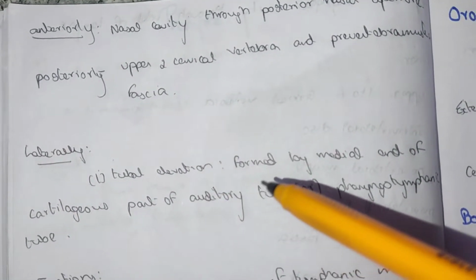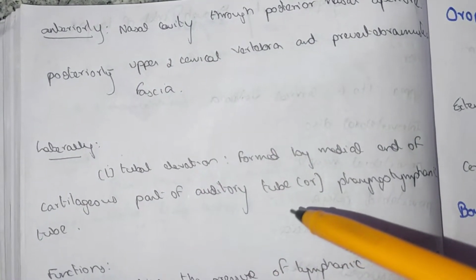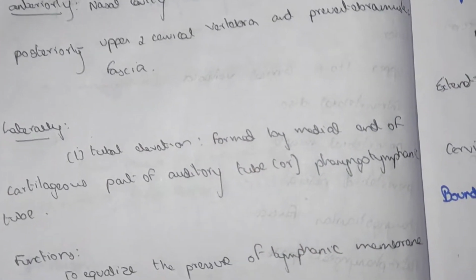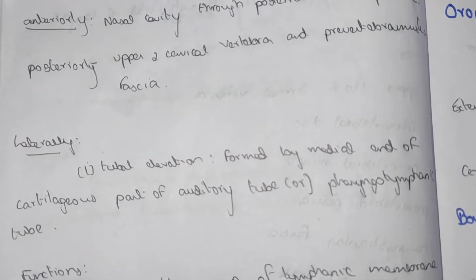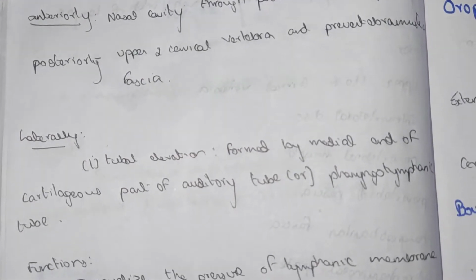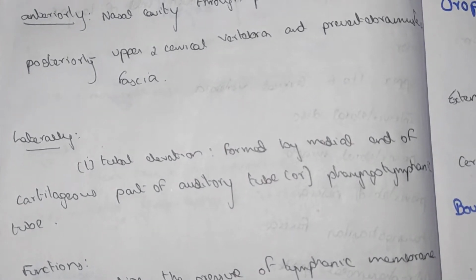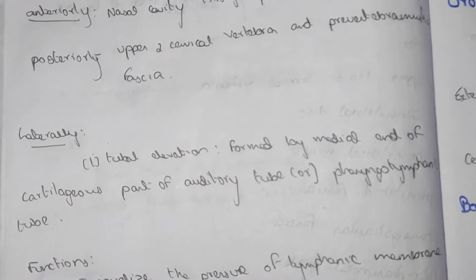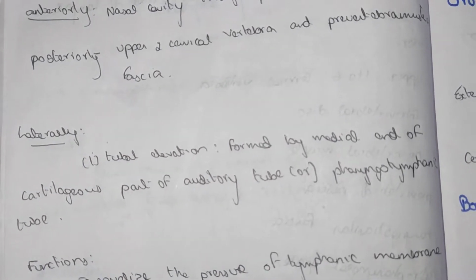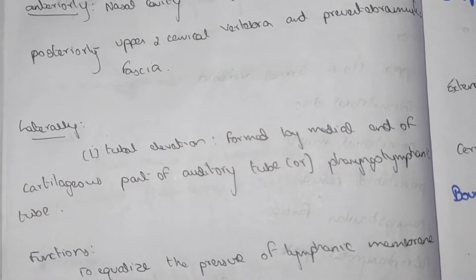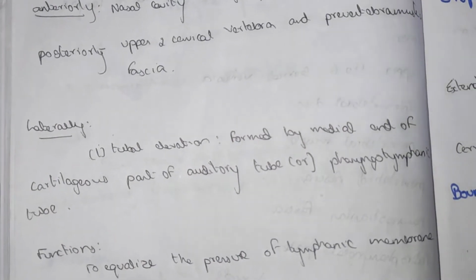Laterally, there is the tubal elevation formed by the medial end of the cartilaginous part of the auditory tube, or pharyngotympanic tube. I have already uploaded a video on the auditory tube. Please do watch it before seeing this for better understanding. The auditory tube has 2 parts, the bony part as well as the cartilaginous part. In the cartilaginous part, the medial end forms the tubal elevation, which is seen lateral to the nasopharynx.